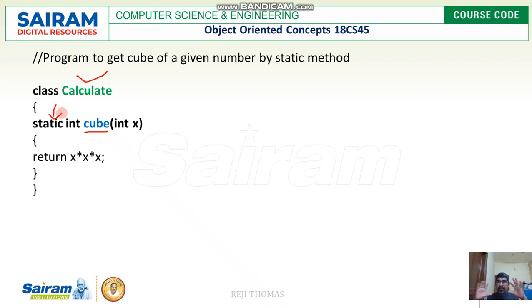I insist, we are creating a class with a static method. Calculate is the class name, and static indicates the method cube is a static method, right? This is the only difference we can find here. And what it does is return the cube of x. So we are done with the first class.